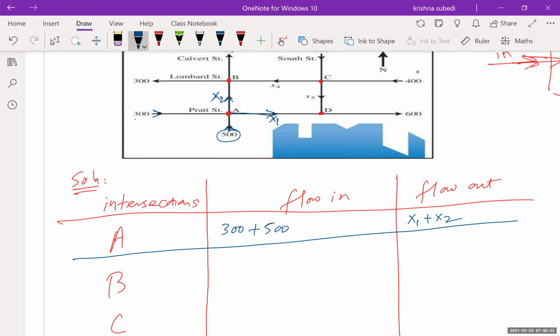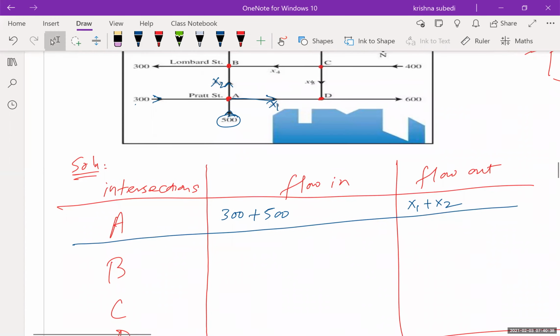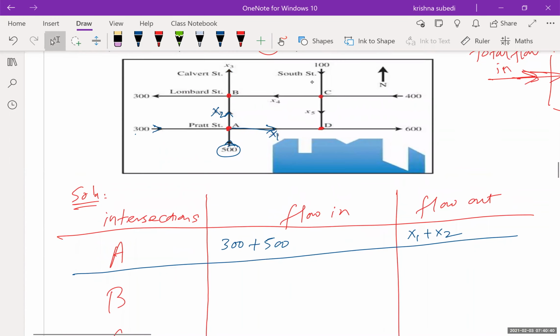All right, so let's look at B in the same manner. And I actually want you to figure out how many cars go into the intersection and how many are out. I'll wait for a few minutes.